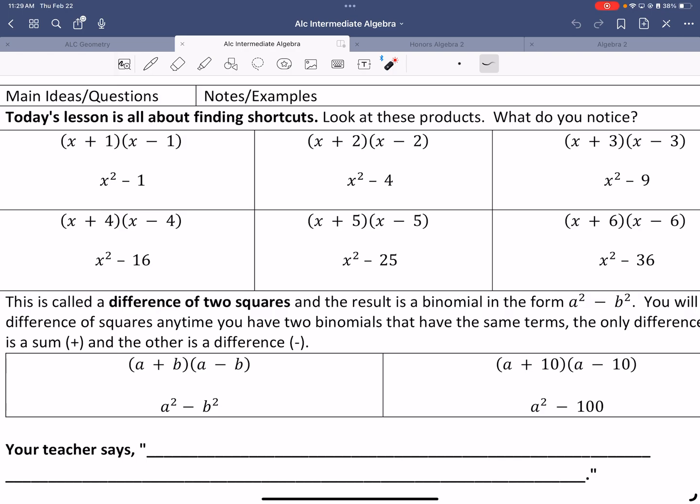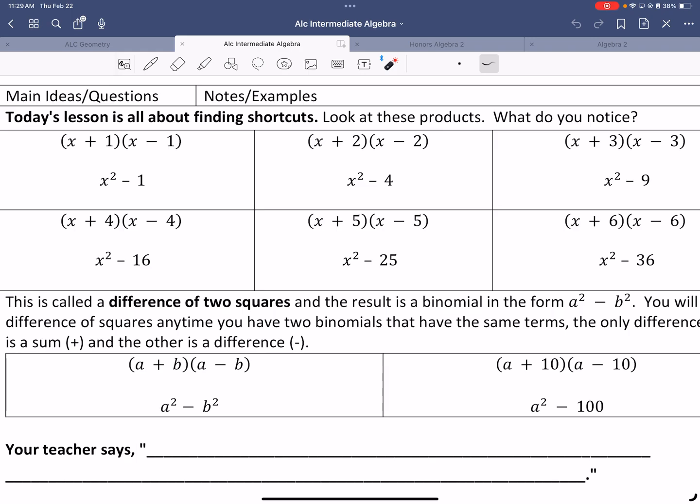What are a couple things that you notice in here? Say it louder, Mr. Johnson. They all have x squared. Our answers all have x squared, which they're going to anyway. The numbers in the parentheses are all the same, they're repeated. The numbers are the same, but what's different? It's addition and subtraction. Very good. So we've got a 1 and a 1, but one's positive and one's negative.